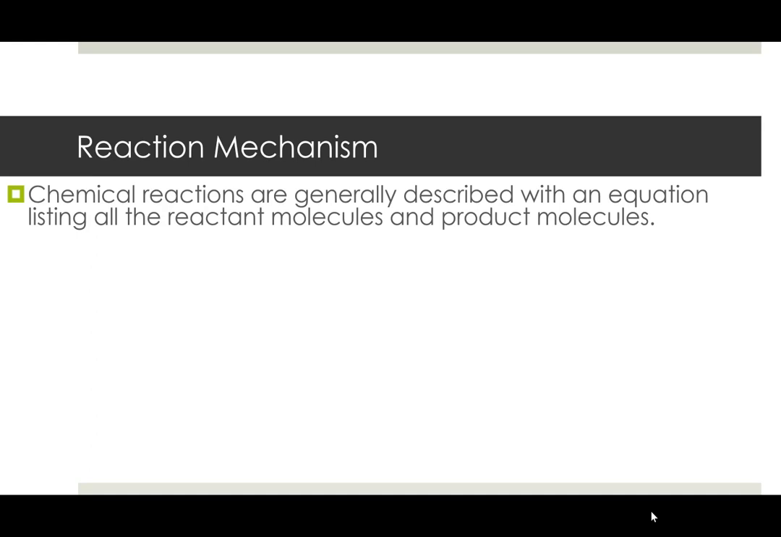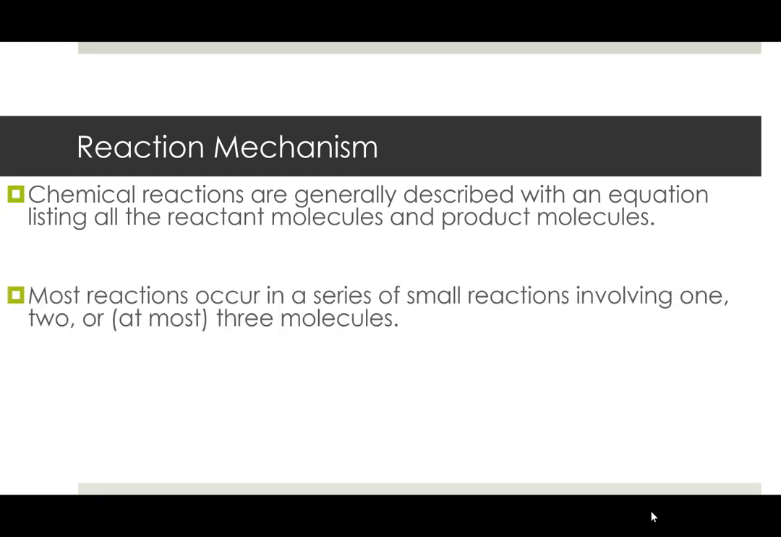So, chemical reactions are generally described with an equation listing all the reactants and the products. Up until this point, we've really only shown you a reaction happening one way: reactants, arrow, products, that's it. But in reality, that's not how chemistry actually takes place. Most reactions occur in a series of small reactions involving one or two or at most three molecules at a time. This is something that you'll study at length in organic chemistry if you're moving on to organic chemistry.